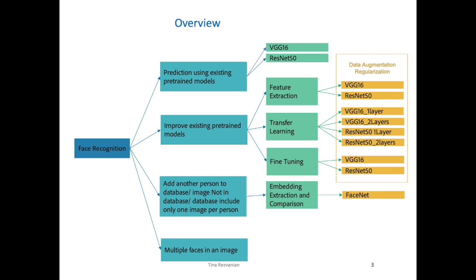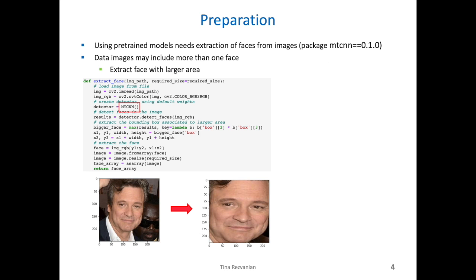In this step, I create 8 models and compare their accuracy and loss. Then I want to explore what happens if we want to add another person to our database, or what if we want to classify an image that does not belong to someone in our database, or what if our database only includes one image per person. Then I'm using a pre-trained model created by Google called FaceNet that's pre-trained on the MS-Celeb-1M dataset.